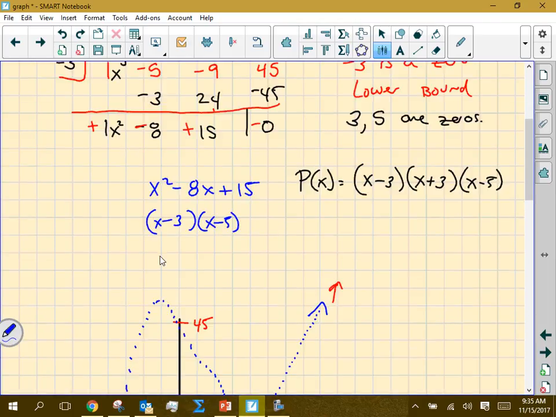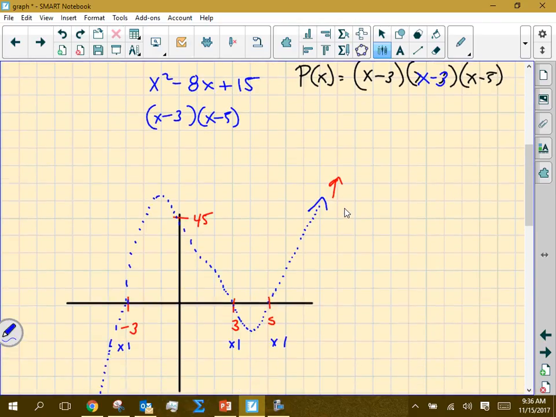If we did go through something like I did at the beginning, I mistakenly had this as x minus 3 squared, right? What would that tell you about the zero at 3? Okay, so it would just bump it, right?